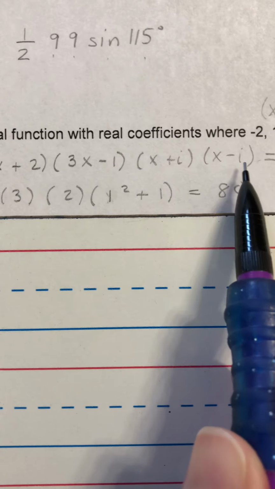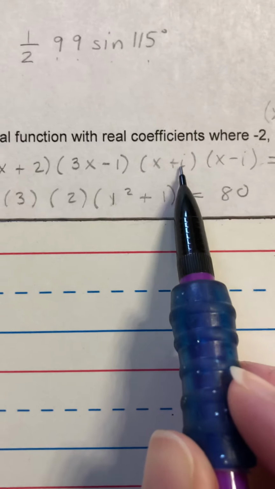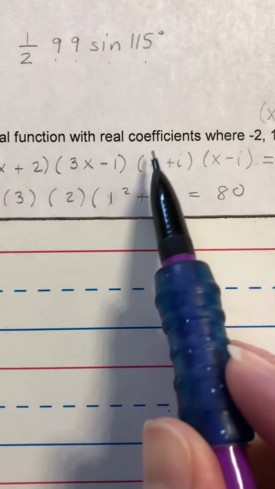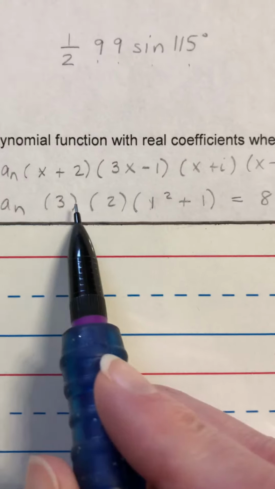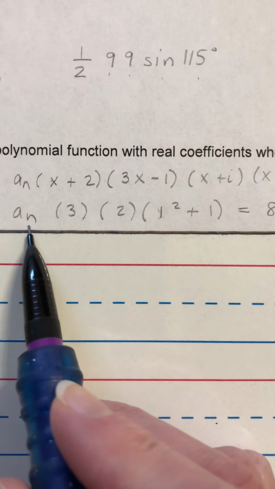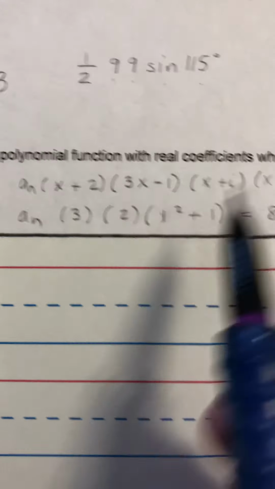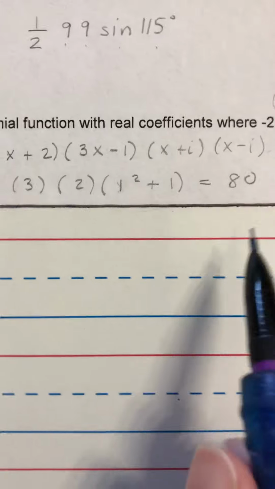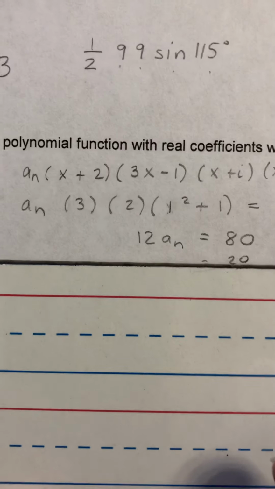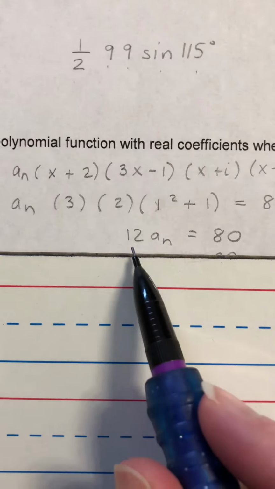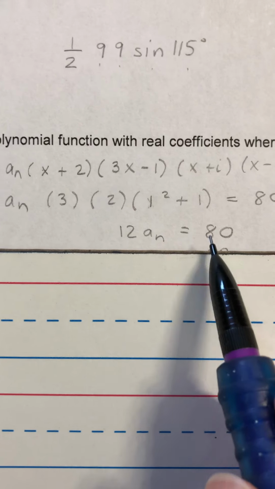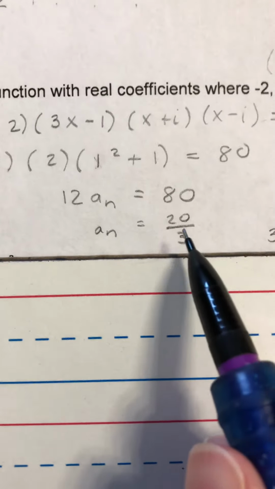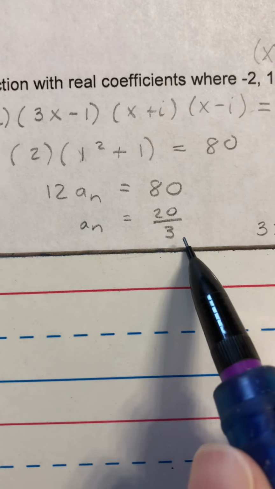Because remember, i squared is equal to -1, so if I have -i squared, that's +1. So I FOIL this out and then plug in x is 1, then work this out. We're still looking for that leading coefficient, and remember, this is x, and this is the answer, 80. So simplifying all this, I get that this is 12 times a sub n equals 80. 80 divided by 12, put it in lowest terms, that's 20/3.